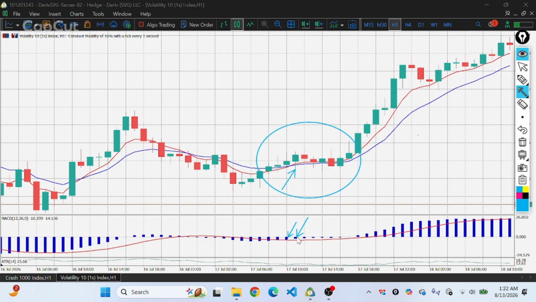If the momentum shifts away from the red line, so for example on this candle, that is when the momentum shifted away from that red line of the MACD. So what you do, you come and put your buy stop order. Don't use market orders. You put a buy stop order, and then you put your stop loss 1.5 times the ATR away from your entry point.